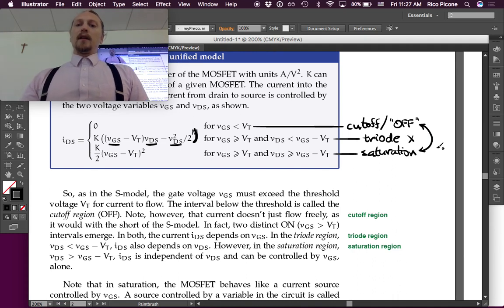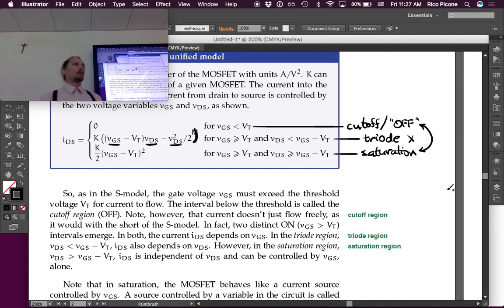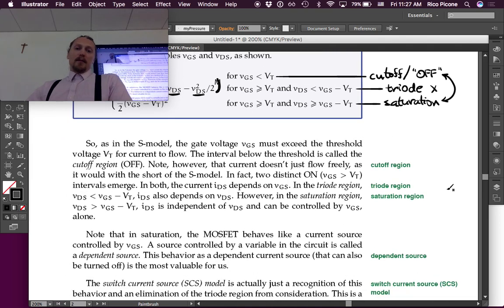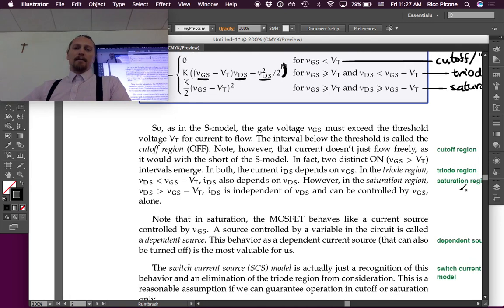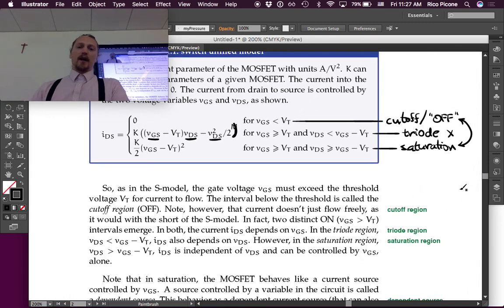So we want to live here and here, and we don't want to live here because it's more complicated. In fact, as we'll see in the example, we can avoid that region if we're careful. That's our goal, to avoid it. In most applications, there are some when you need to use it. Okay, so that's what this paragraph is describing.